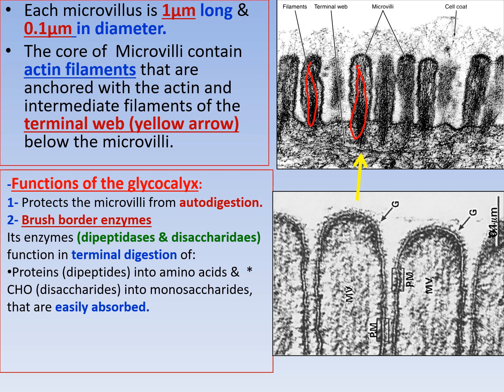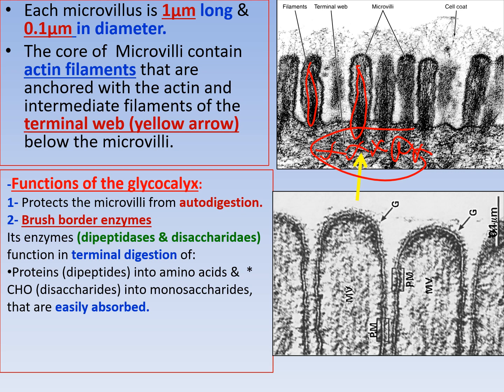This core is formed of actin filament. This actin filament is not only the core, it is also anchored with another actin and intermediate filament, making a network beneath it. This network is called terminal web. So, microvillus contains a core of actin filament, anchored with another actin filament and intermediate filament, forming a network called terminal web. It is present beneath the microvilli.